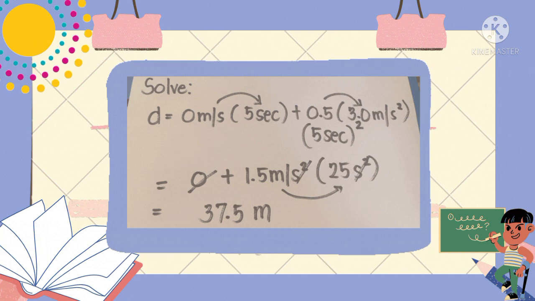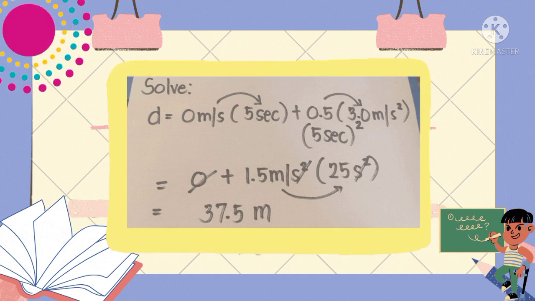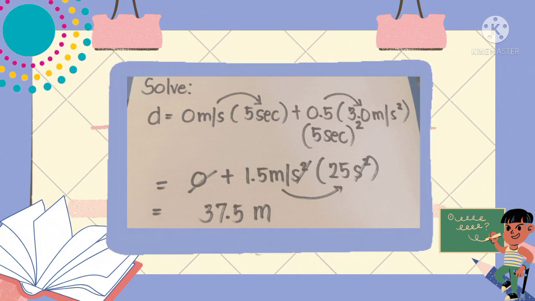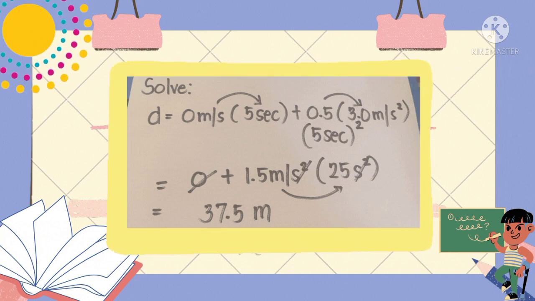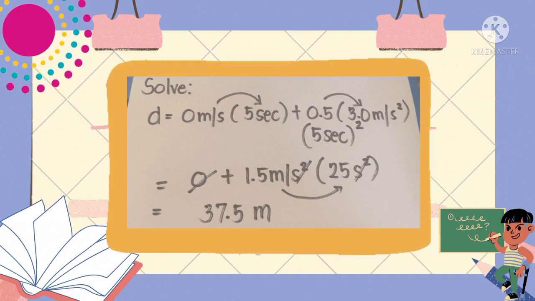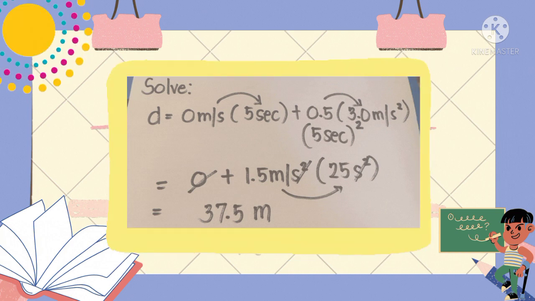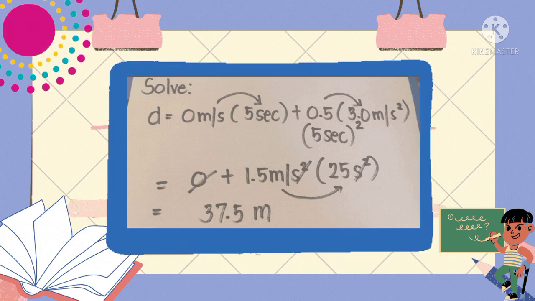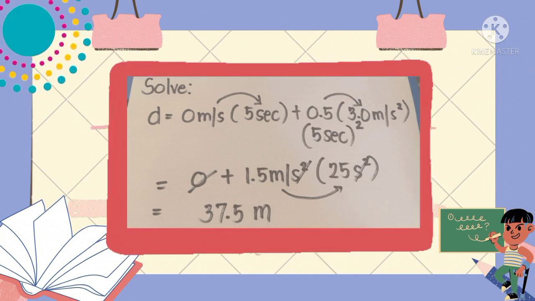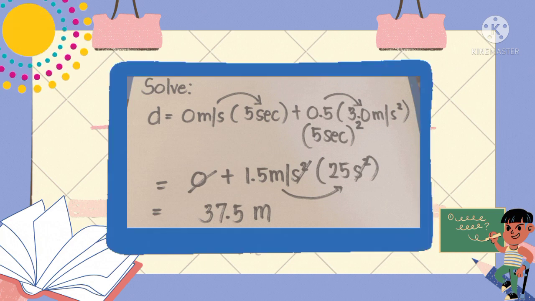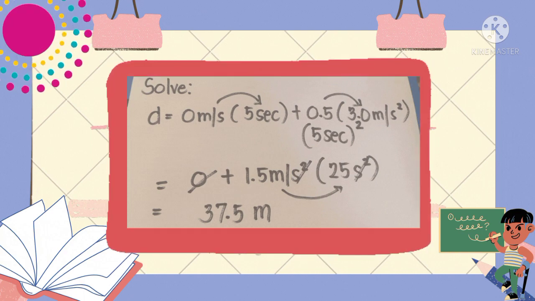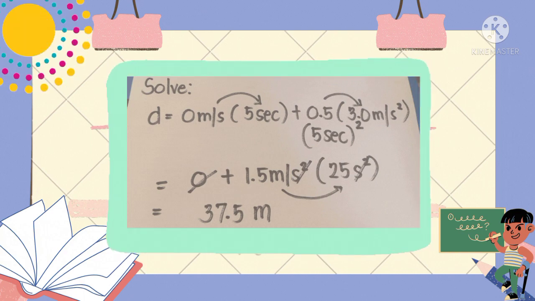So now 0 plus 1.5 meter per second squared. So the 0 is cancelled. 1.5 meter per second squared times 25 seconds squared. So when we multiply it, we will have 37.5 meters. So we're going to cancel the same unit, the seconds squared. So we will only have meter as the unit of distance.